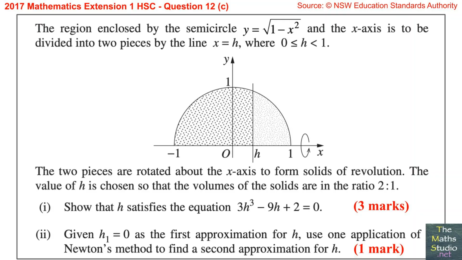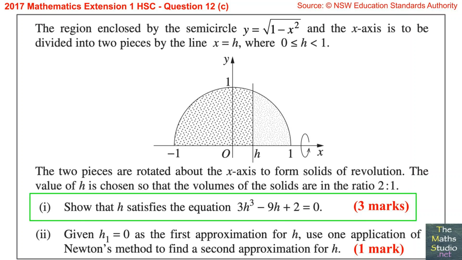Question 12, Part C. The region enclosed by the semicircle y equals the square root of 1 minus x squared and the x-axis is to be divided into two pieces by the line x equals h, where h is greater than or equal to 0 and less than 1. The two pieces are rotated about the x-axis to form solids of revolution. The value of h is chosen so that the volumes of the solids are in the ratio 2 to 1.